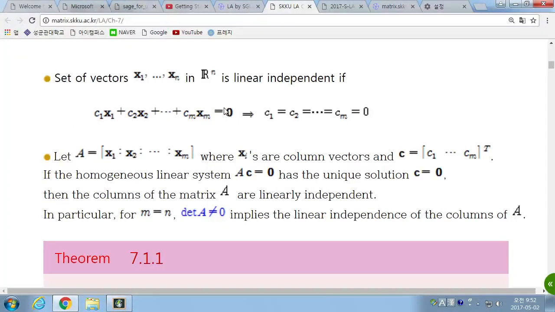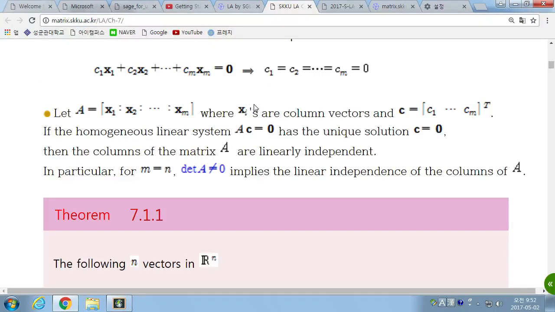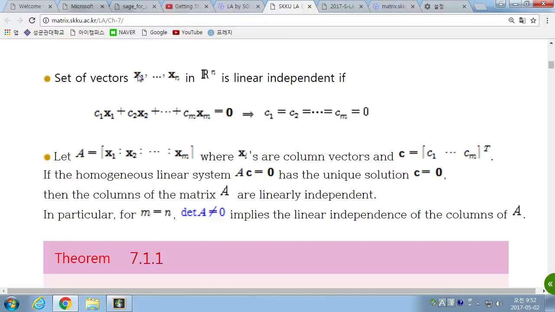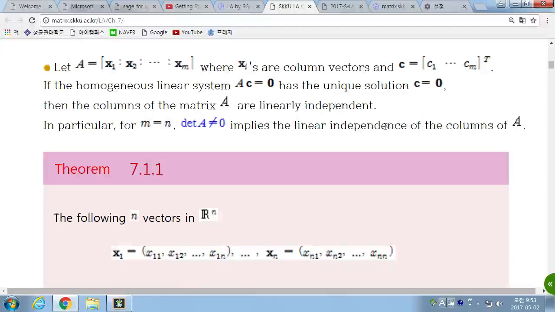Okay, like this. And how to show linear independence? I think we have learned how to show linear independency. We learned it once before. If you want to show given vectors are linearly independent, then all you have to do is form a linear combination of them, let it be 0, and show all the coefficients are 0. Then here is another way.